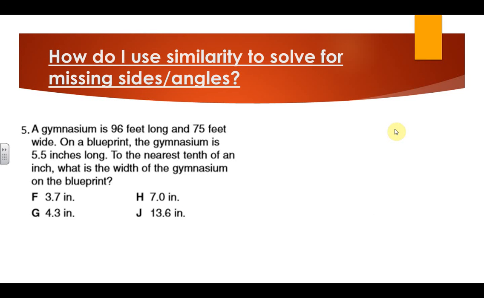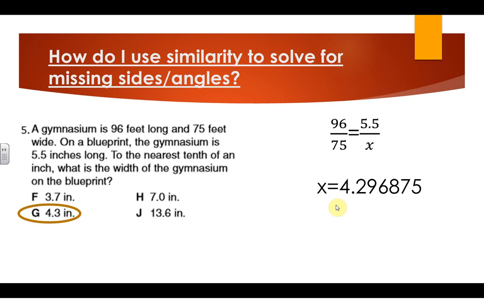How do I use similarity to solve for missing sides and angles still? We're doing a word problem now. A gymnasium is 96 feet long and 75 feet wide. On a blueprint, the gymnasium is 5.5 inches long. Notice the long and the long. You have to keep corresponding things together. So if I went long to wide, this is long and my x would be wide. So long to wide, long to wide, I have to go similarly. I could have done 96 over 5.5 equals 75 over x. That would have also worked. And here's what you get as a decimal, which is going to work out to be 4.3.